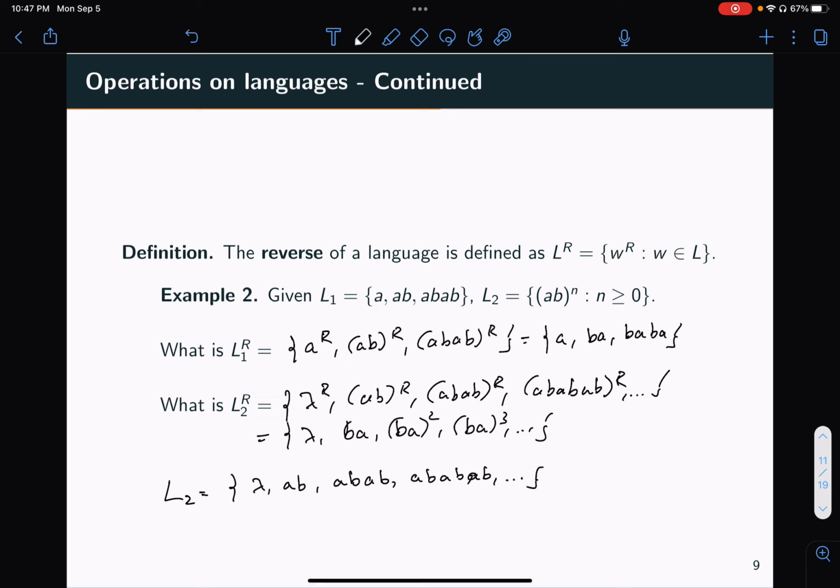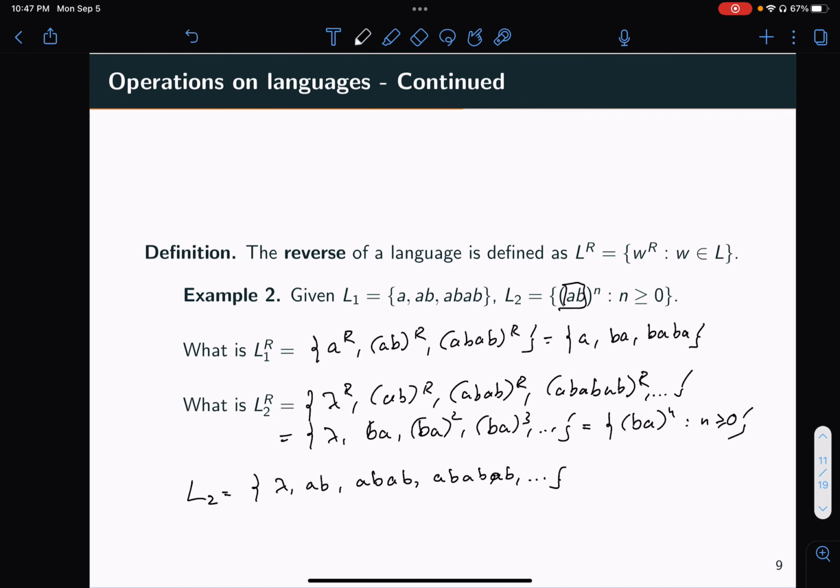And so we can see that actually what happens is the string within the exponent, again, I'm using this term exponent very loosely, the string within the exponent gets reversed, right? And so that gives me the language BA to the n for n greater or equal to 0. And that's the reverse of a language.